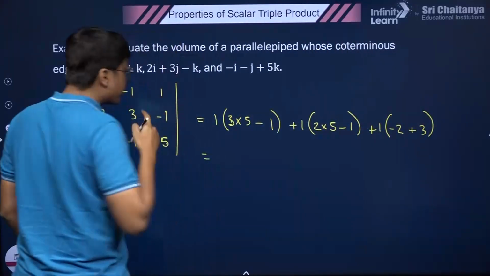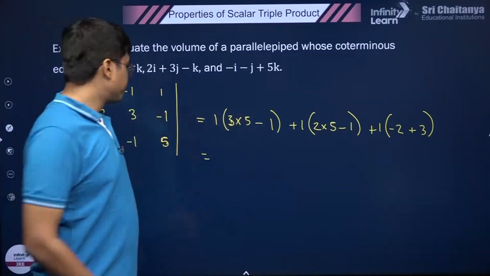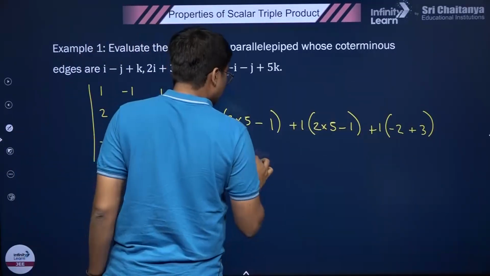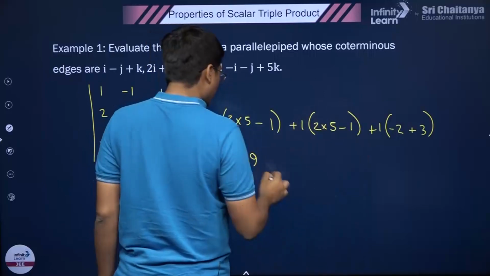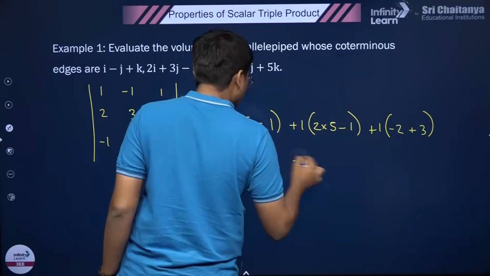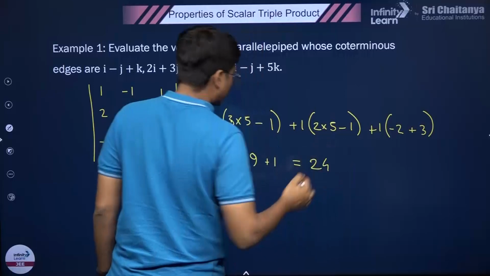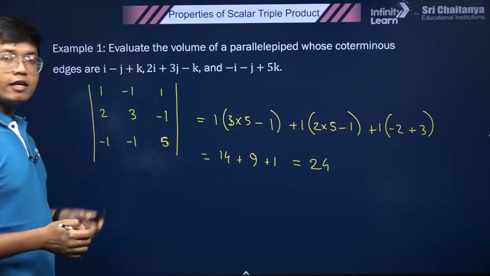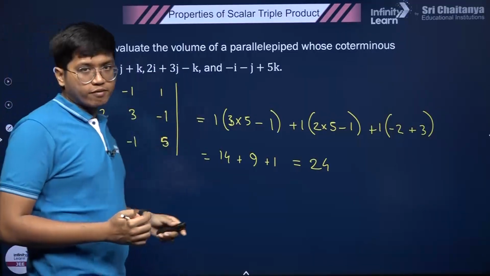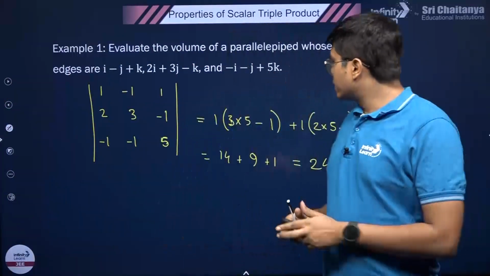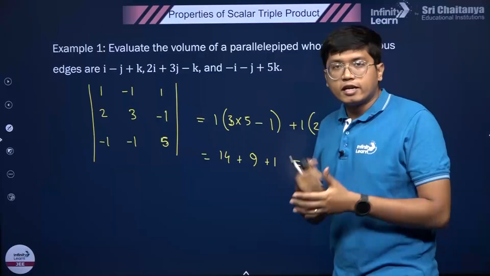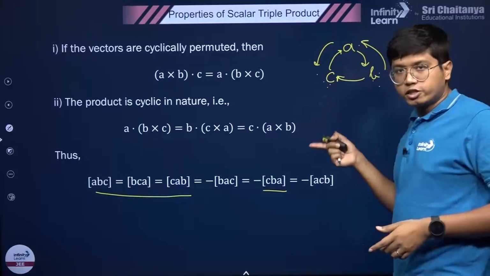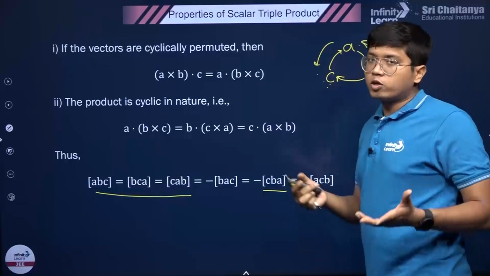So this gives me 15 minus 1, 14. This gives me 10 minus 1, 9. And over here I have just 1. So that is 24 units. So 24 cubic units would be the volume of this parallelepiped with the three vectors given here. Okay, so that is how you solve questions on scalar triple product. The key thing here is to remember this cyclic permutation, because that will define whether it will be positive or negative.